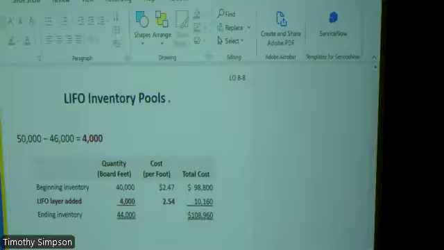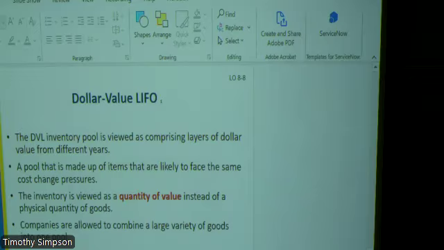Establishing pools simplifies it because we're simply saying all of these that are alike go together, we're going to take the average cost, but we're going to create a layer within that cost. And then as we liquidate those layers, we will account for the value of cost of goods sold as we go forward. Okay. All right. We have about 8 minutes left. Let's talk about dollar value LIFO.